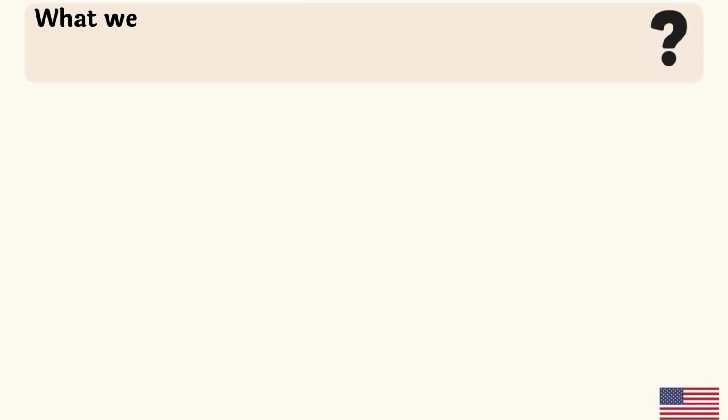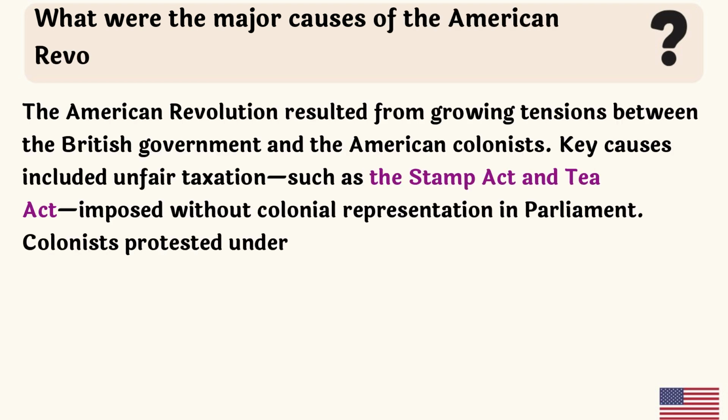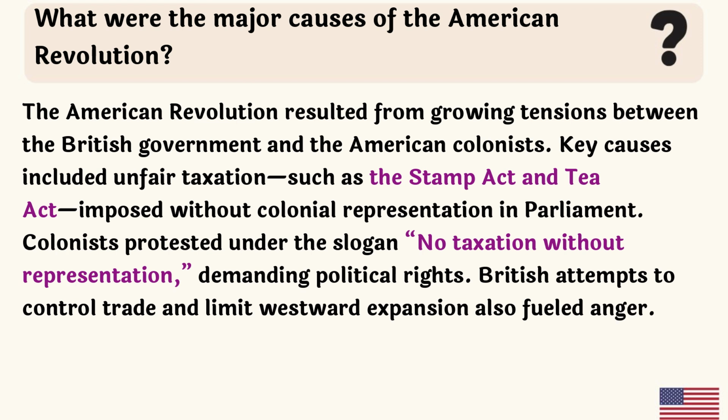What were the major causes of the American Revolution? The American Revolution resulted from growing tensions between the British government and the American colonists. Key causes included unfair taxation, such as the Stamp Act and Tea Act, imposed without colonial representation in Parliament. Colonists protested under the slogan, "No taxation without representation," demanding political rights.